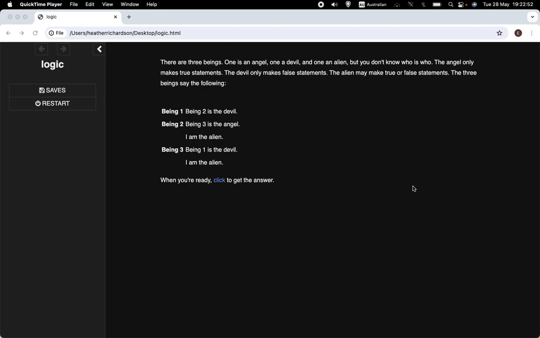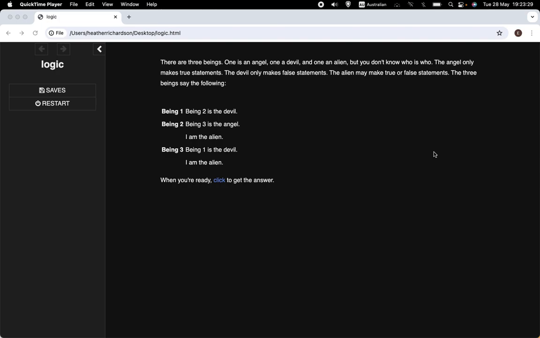Specifically, I've created a code for making what are sometimes called knights and knaves puzzles. These are puzzles where you have these hypothetical beings who are either knights who always tell the truth or knaves who always lie, and sometimes you have a third category of normals who might lie or might tell the truth. I decided to call them angels, devils, and aliens, but that's just an aesthetic choice, and of course you could easily change that, change it back, or change it to something else.